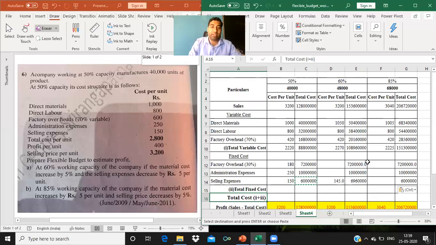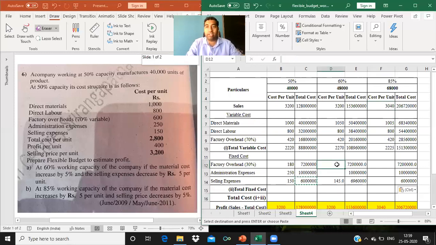Now let us check the adjustments what we have taken so far. At 60% capacity, the company increases the material cost by 5%. That is already taken. Next, selling expenses decreases by rupees 5 per unit. This is taken here. 85% capacity, the material cost increases by 5 per unit. This is considered here. And the selling price decreases by 5%. That is also considered here.